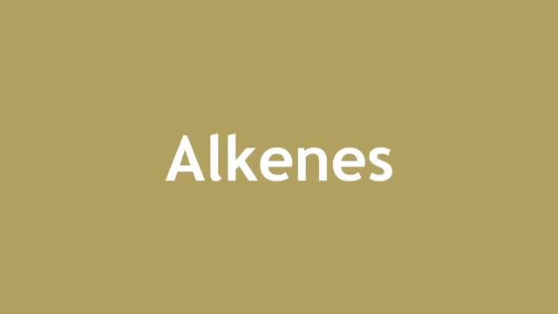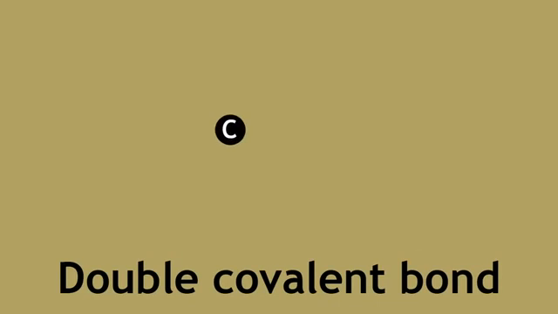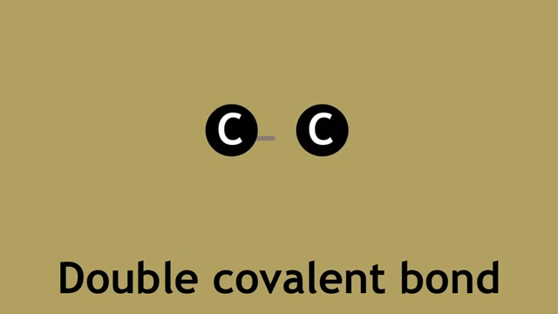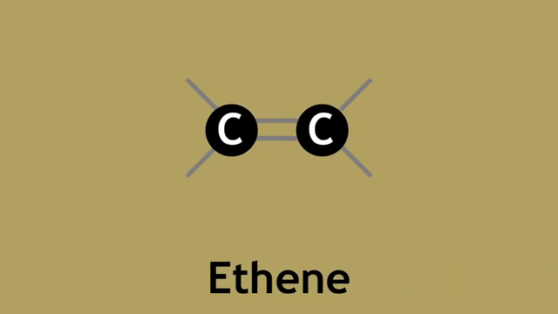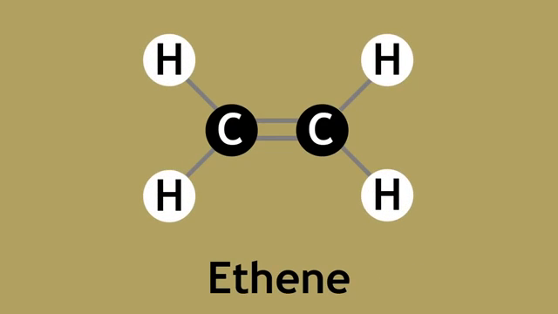The next series is called the alkenes. These are hydrocarbons that contain a double covalent bond between 2 carbon atoms in the molecule. Just like the alkanes, each carbon atom still needs 4 bonds, but has 2 bonds already due to the double covalent bond with the other carbon atom. The ethene molecule is completed by 2 more bonds with 2 hydrogen atoms for each of the carbon atoms.